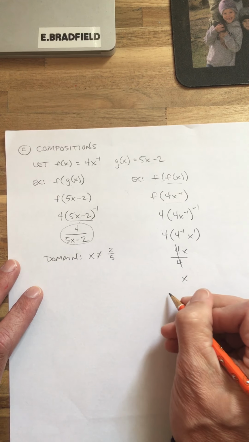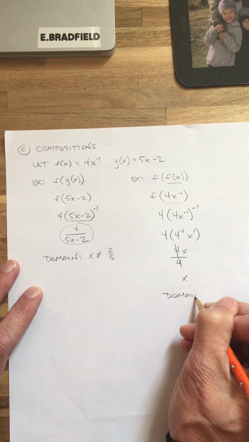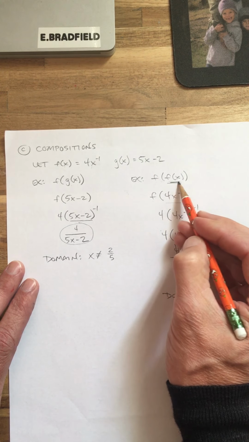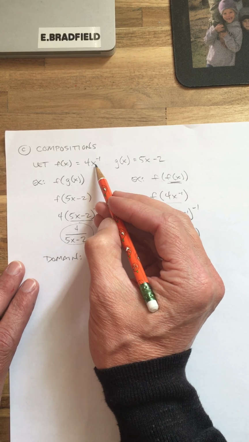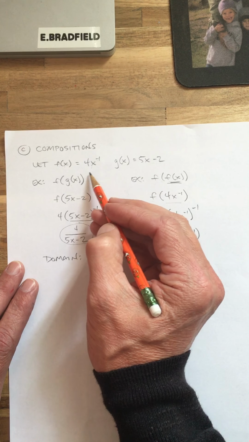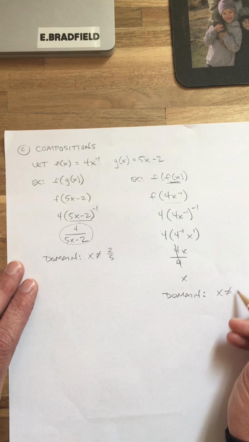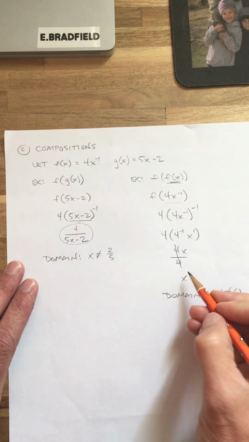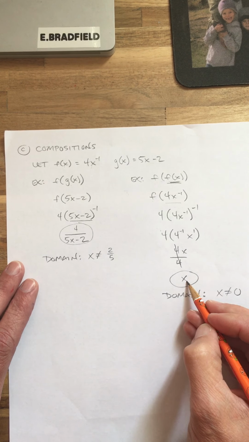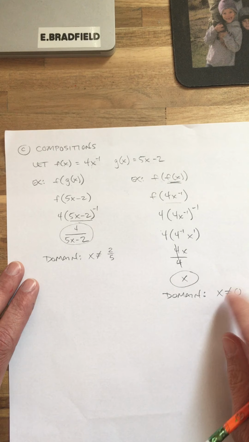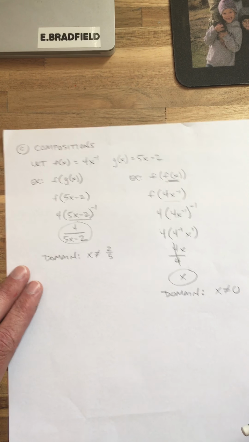All right, so let's do our domain. Remember, the domain is look inside, so what's the domain for that guy? Well, you have a negative 1, so that means the x is really in the denominator, so x can't be 0. And look at the final answer. This guy is just an x, so x could be anything. So our domain is just everything except for 0. All real numbers except for 0.